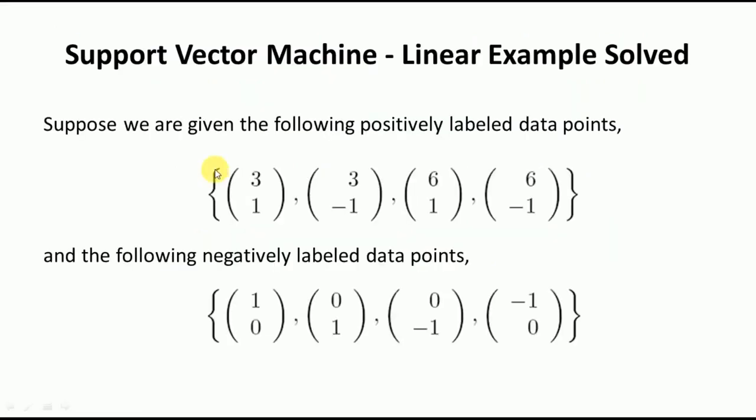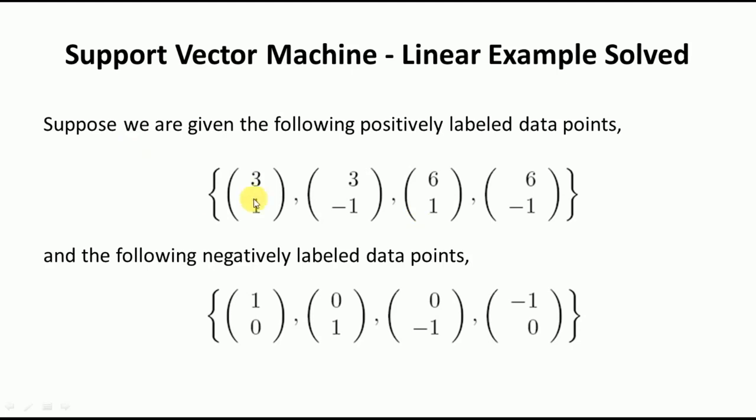So this is the data set given for us. We have 8 data points. Out of 8 data points, 4 are positively labeled data points and 4 are negatively labeled data points. These are the positively labeled data points and these are the negatively labeled data points in this case. What I need to do is first plot these data points, and then identify the nearest data points on both sides of the classes.